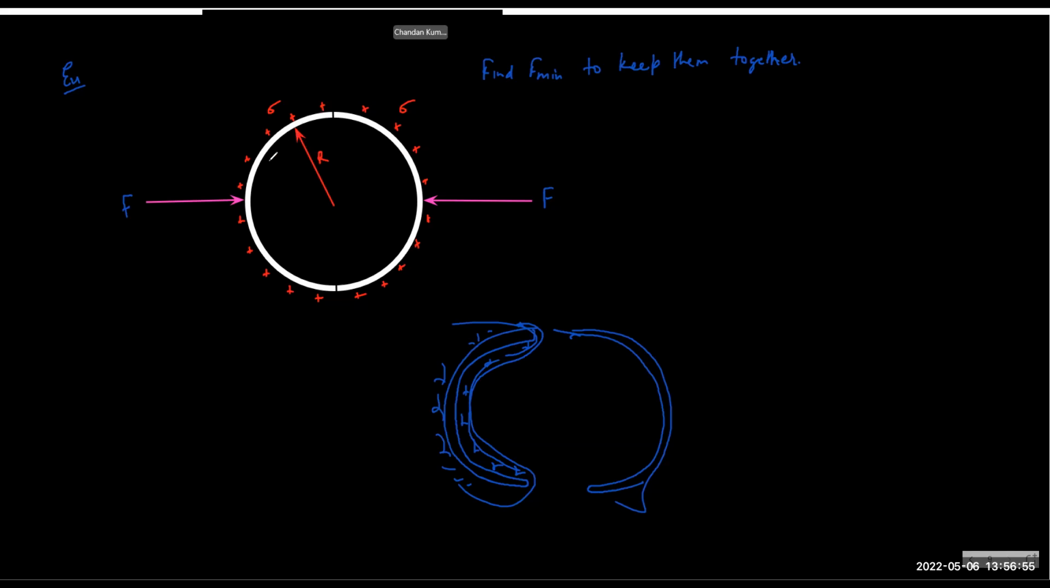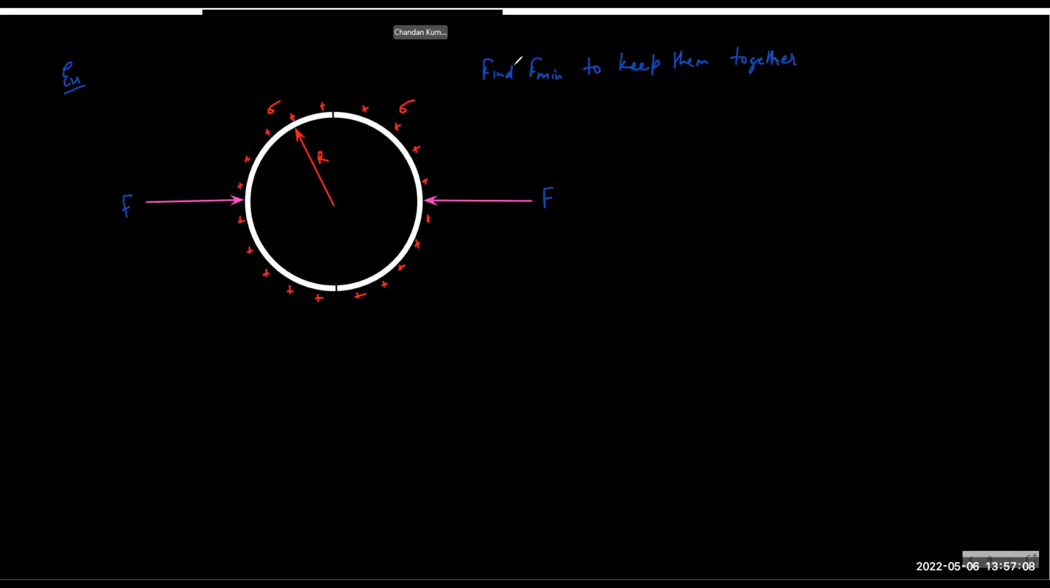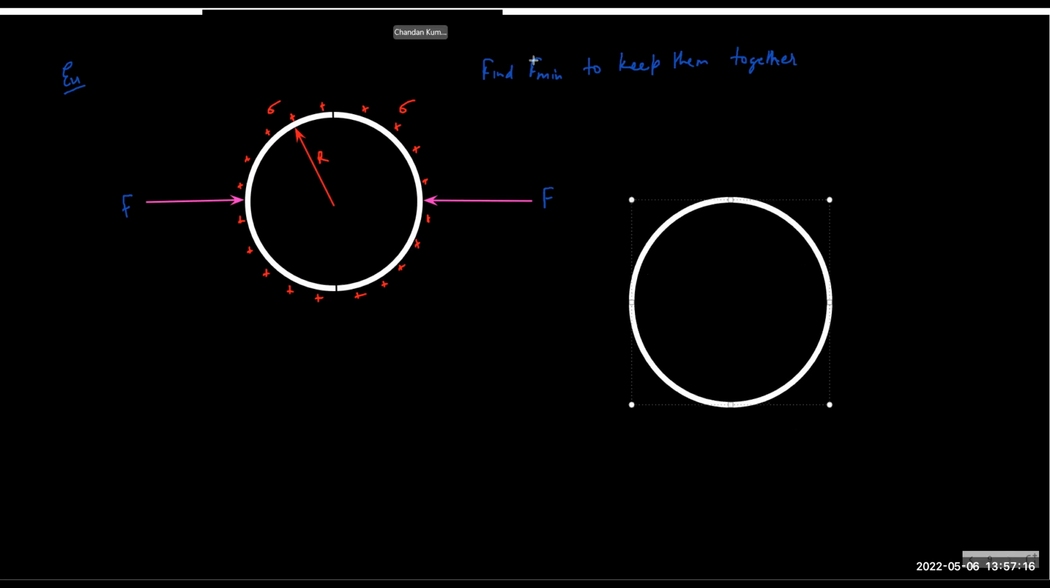So the force will be trying to balance the. See, you can draw the FBD of only one single part, only one half. And the net force on it will be due to the electrostatic pressure. So if I draw only one part, the thing which will happen here is you are applying force this way. The other force is due to the electrostatic pressure.